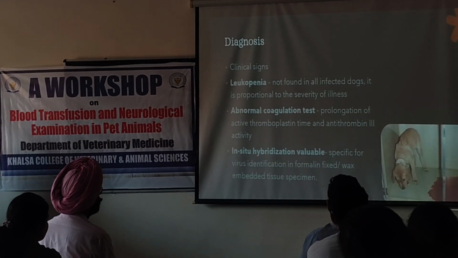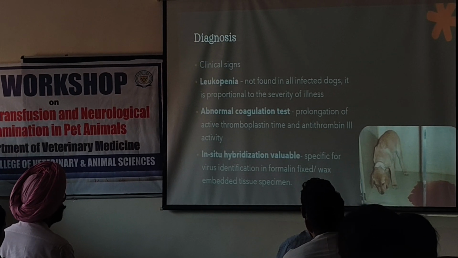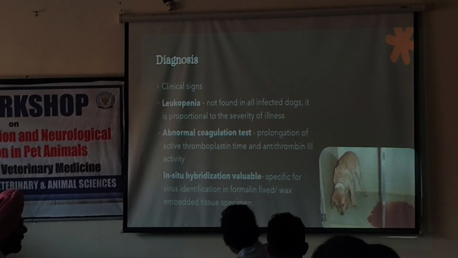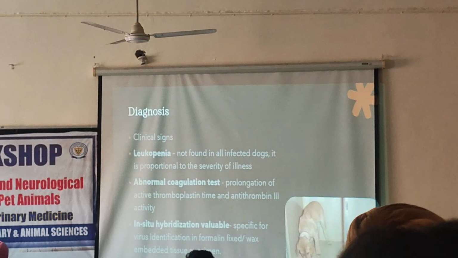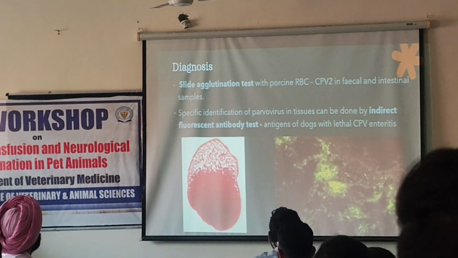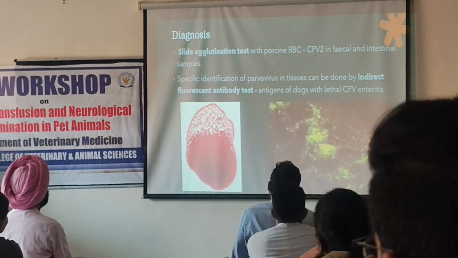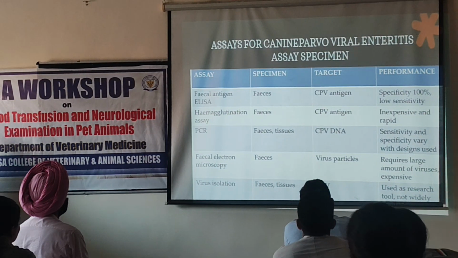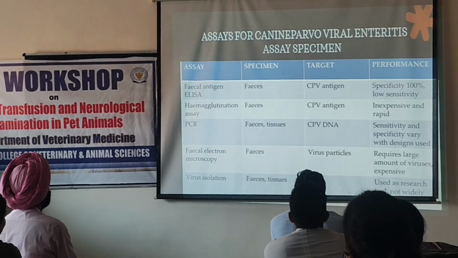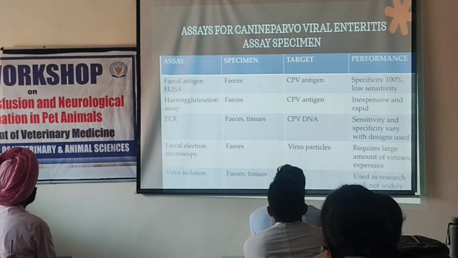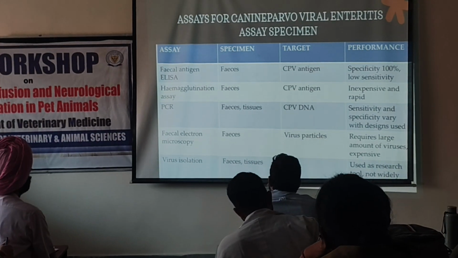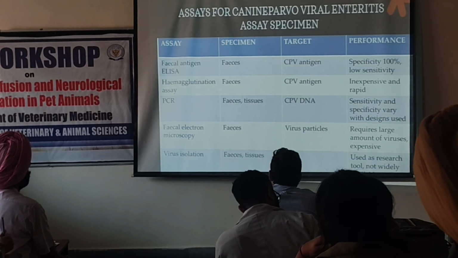Diagnosis is based on clinical signs: leukopenia, abnormal coagulation test, slide agglutination test, and indirect fluorescent antibody test. The specimens we can use are for fecal antigen ELISA, PCR, and fecal electron microscopy.